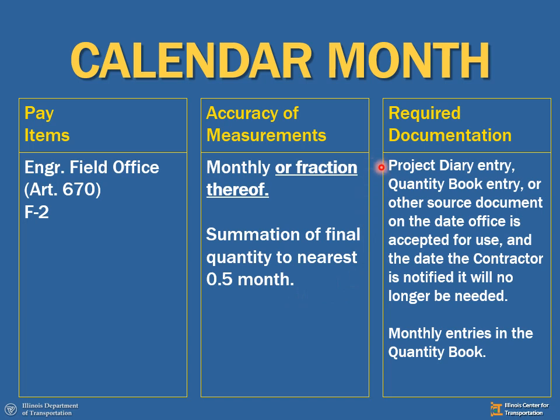You will want to note in your project diary the date from which you accept the engineer's field office. After that, you can make direct entry into the quantity book. You don't need another source document to make these monthly entries in the quantity book for the engineer field office.